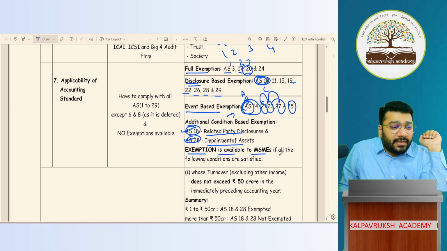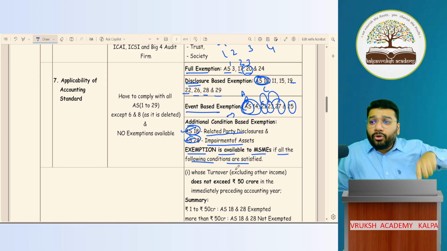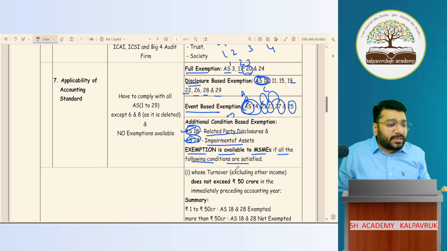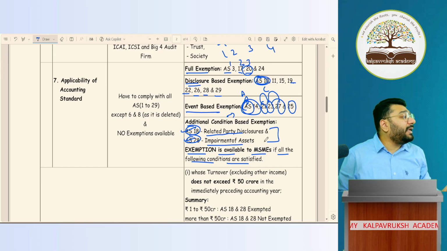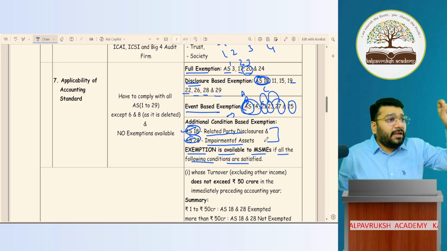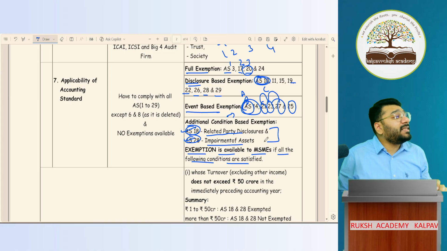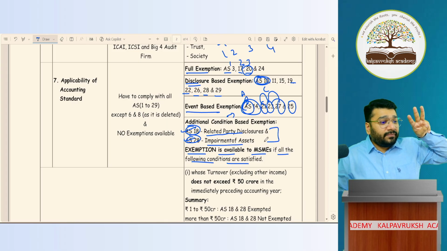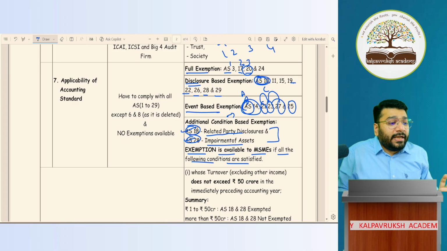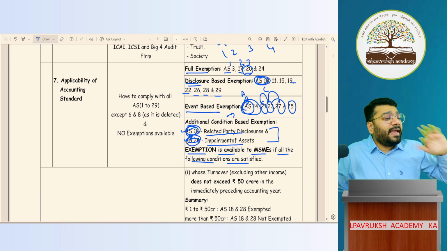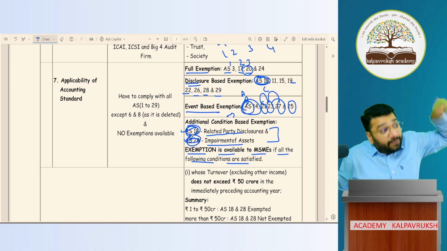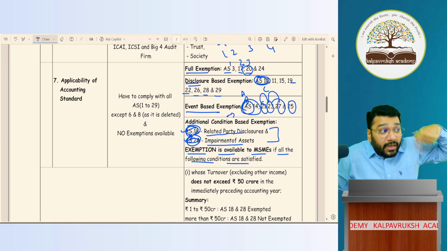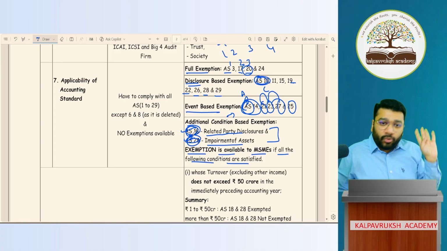Exemption is available to MSME if all the following conditions are satisfied. Below, 3 conditions are given. If all the 3 conditions are satisfied, you need not follow AS 18 and AS 28 in your financial reporting. While reporting your financial statements, you need not comply with AS 18 and 28. But if any one of these three conditions is violated, you have to fully follow AS 18 and 28. You want to know what the three criteria are?